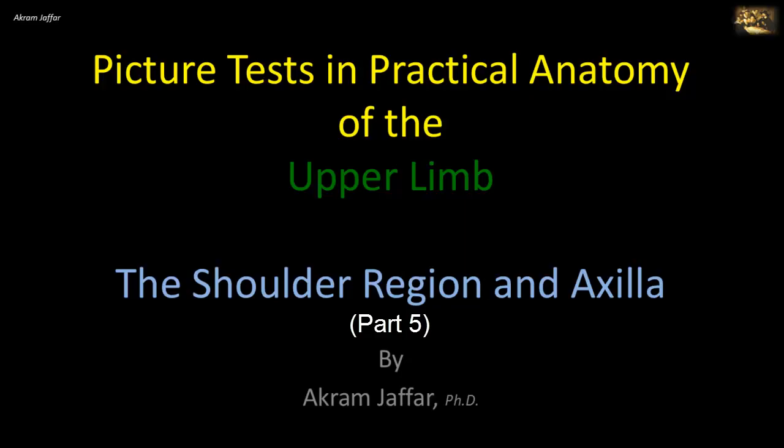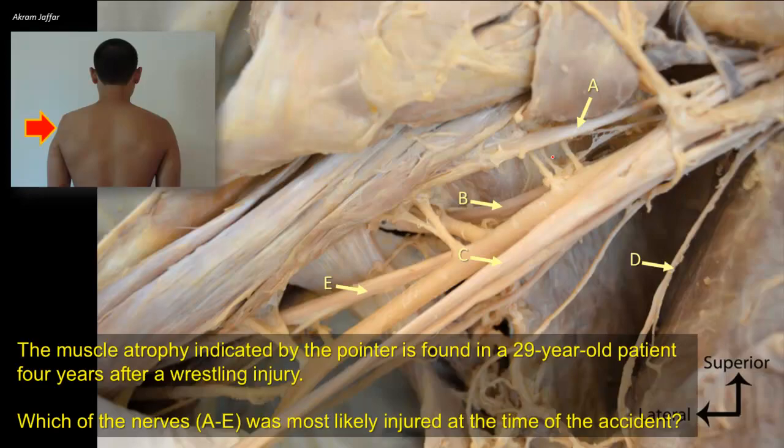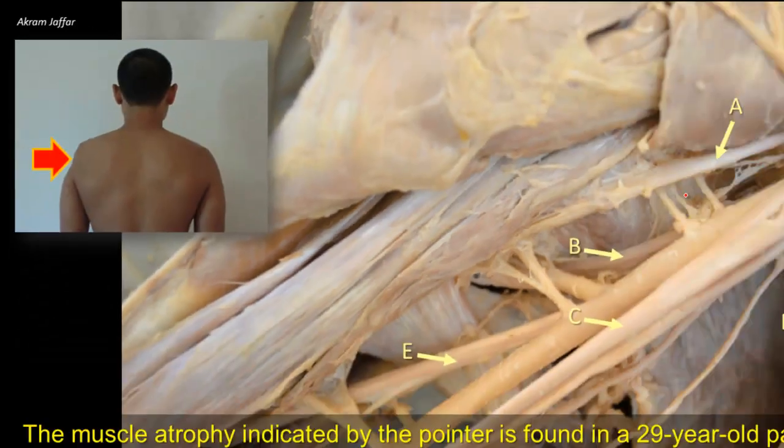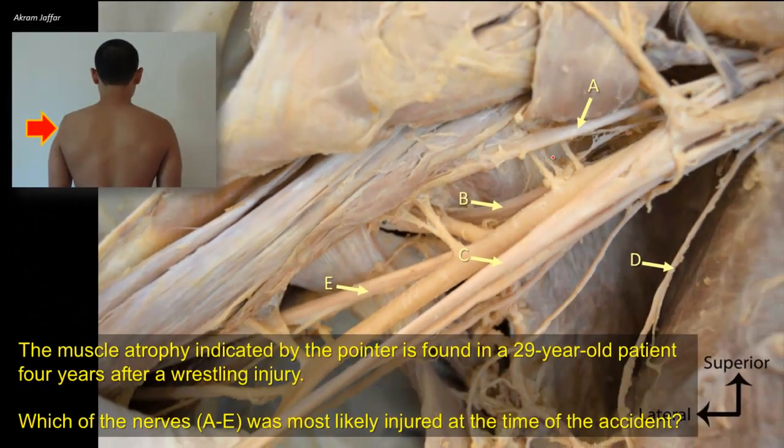Now I will deal with the shoulder region and axilla. The muscle atrophy indicated by the pointer is found in a 29-year-old patient 4 years after a wrestling injury. Which of the nerves A to E was most likely injured at the time of the accident?